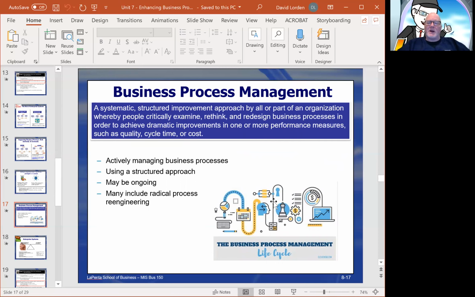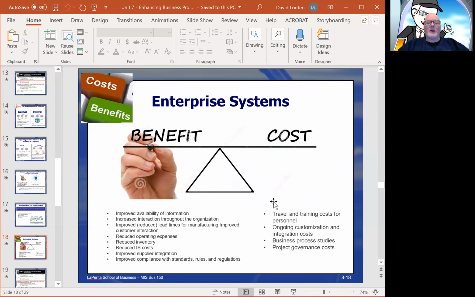I wouldn't worry too much about page 17 here, but the real point is that there's tremendous benefit to these enterprise systems. There's improved availability of information. There's more integration and interaction throughout the enterprise. It makes the processes more efficient, faster. The lead times are less. If it's done well, it should cost less money, should reduce the amount of inventory and the carrying costs that you have with that, should reduce the amount of IS costs, and should improve supplier integration as well.